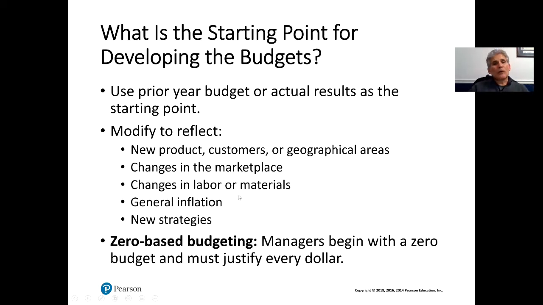Now that's, again, one way we could do it. Zero-based budgeting means we're going to have managers begin with a zero budget, and then they have to justify every dollar that they're putting into the budget. That's a lot more time consuming. That means you have to break things down to a very low level so that we understand exactly what the money is being spent on. And it takes a lot of time to do that, but it can be done.